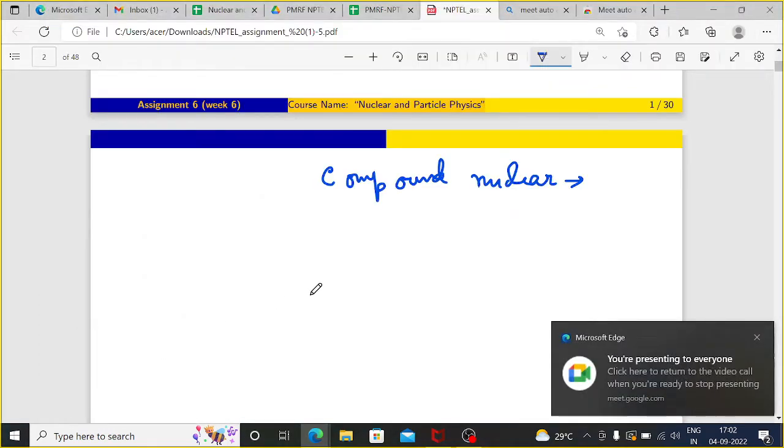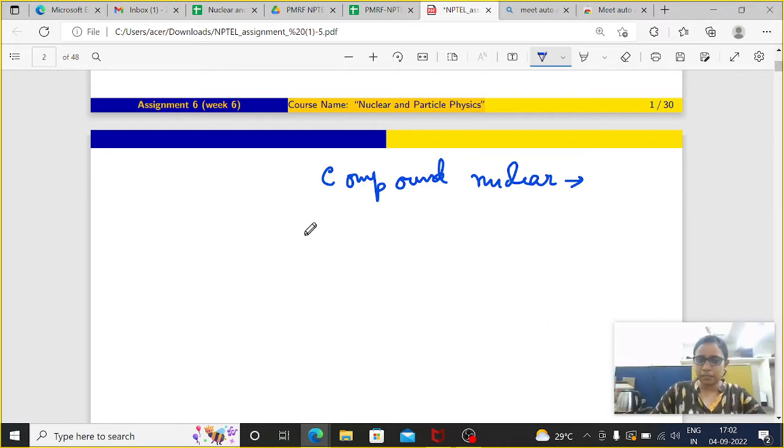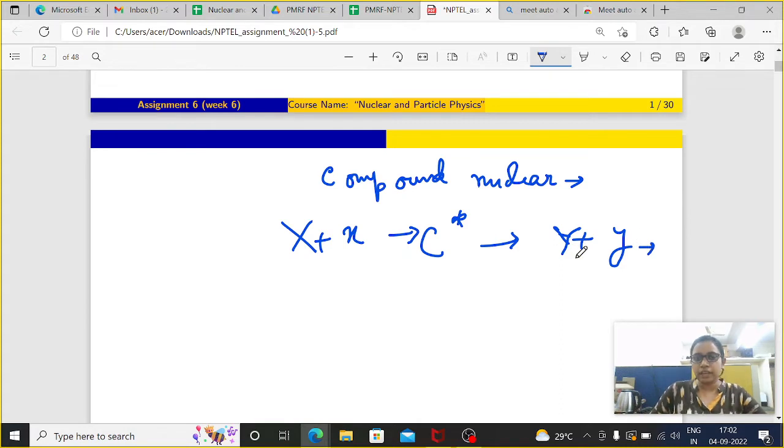For the compound nuclear reaction, the energy of the projectile, I think I have read these things in the previous class, but still I am writing these things again: for the compound nuclear reaction, the C star will be there, and then capital Y plus small y will be there. So here, as I already told you, small x is the projectile.